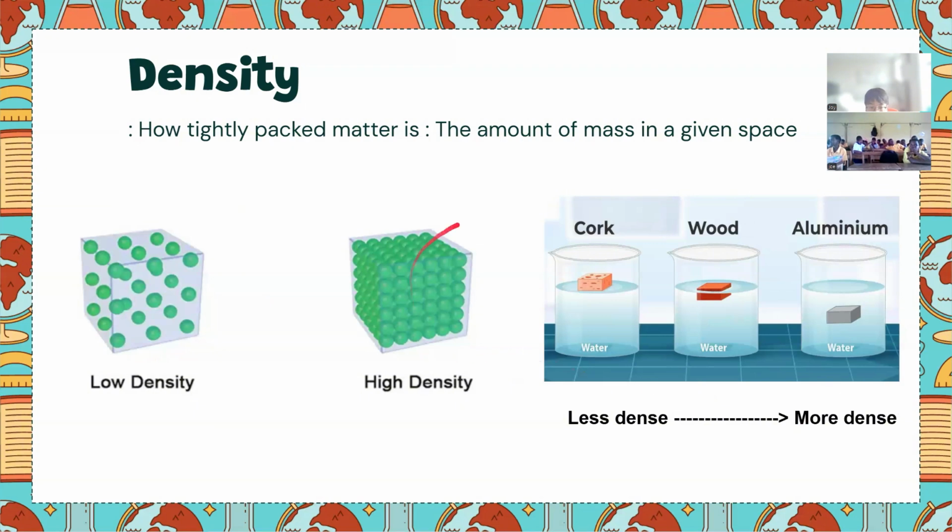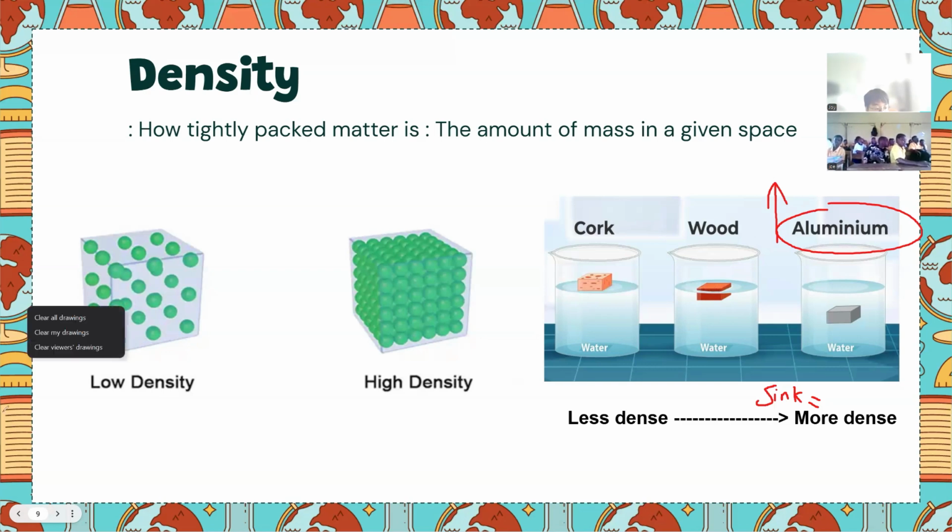If it is more dense, that means it sinks in another medium. So in this case, it sinks in water. You can see with aluminum that aluminum is underneath the water. It sinks. So sinks meaning more dense. If it sinks in water, that means the aluminum is more dense than water. So that was density.